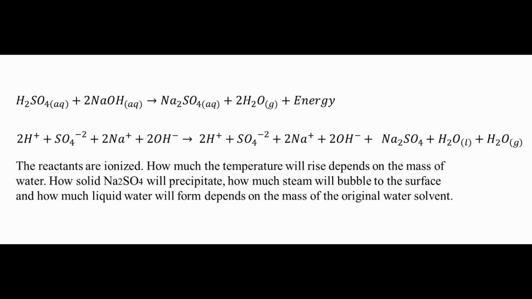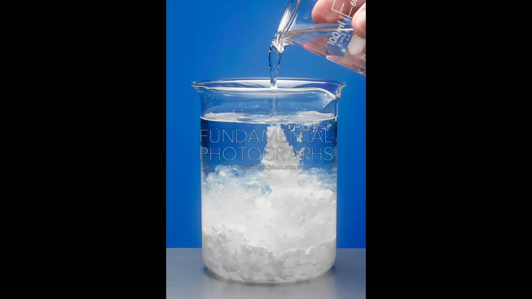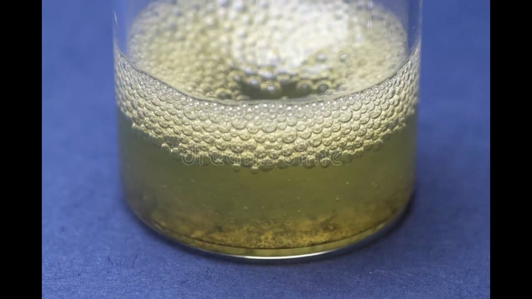H+, SO4 2-, Na+, and OH- ions exist in separate solutions. As the solutions are mixed, the amount of liquid water present will dictate how much the temperature will rise from the heat energy. The liquid water present will dictate whether any solid sodium sulfate will precipitate out of the solution and fall to the bottom of the mixing beaker, and also how much water vapor will bubble to the surface or condense back into the solution as liquid water.